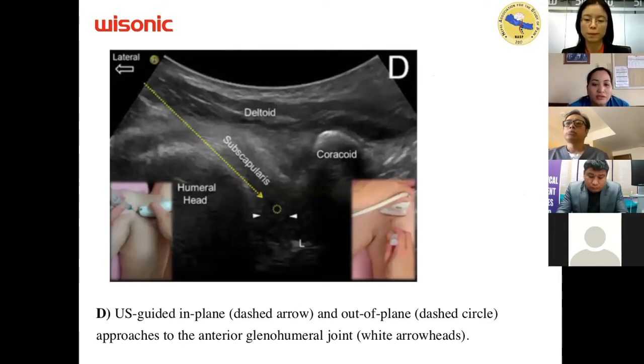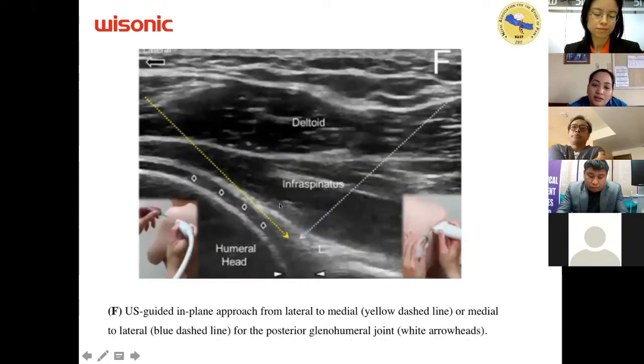So now, just to show you how we can inject into the anterior glenohumeral joint, we have to ask our patient to externally rotate their arm as much as possible. That's when this maneuver brings the subscapularis muscle out from the coracoid complex. So this is where the anterior glenohumeral joint lies. I prefer injecting with an in-plane technique from lateral to medial. You can also do an out-of-plane technique and inject into the anterior approach of the glenohumeral joint.